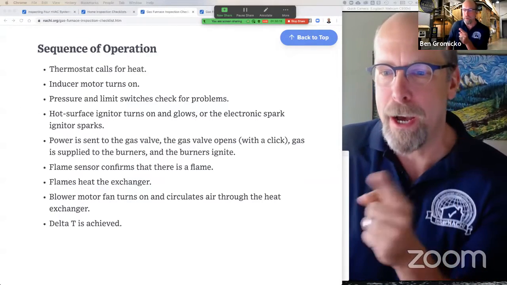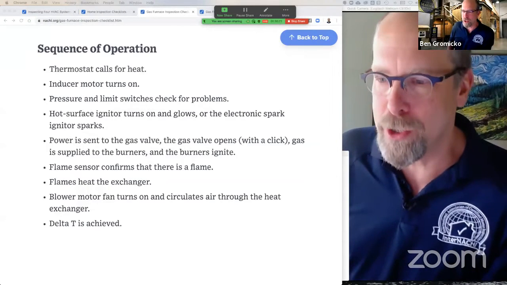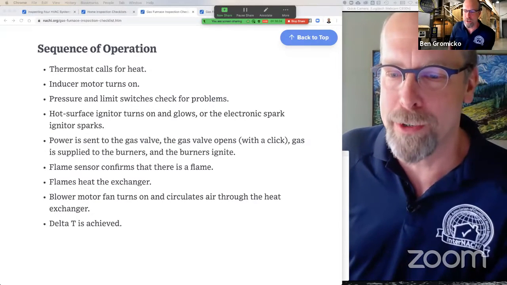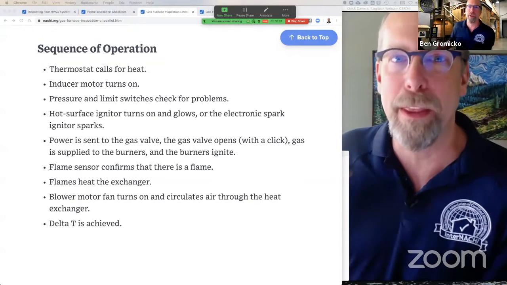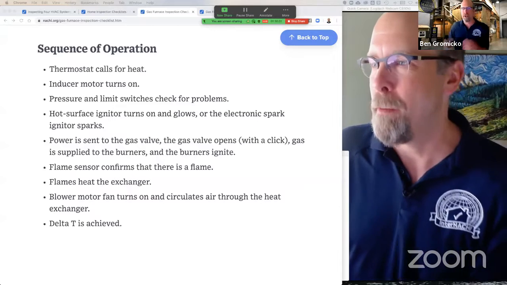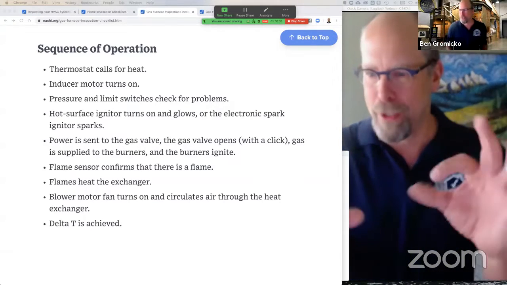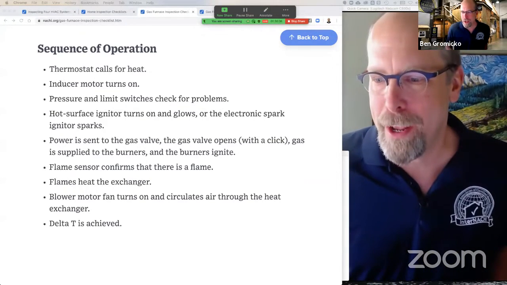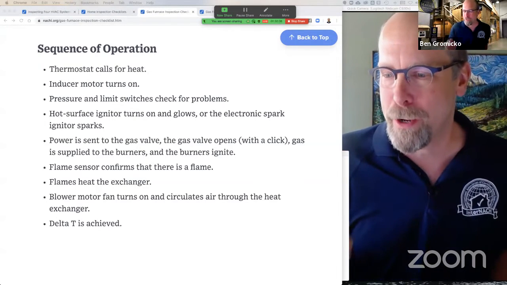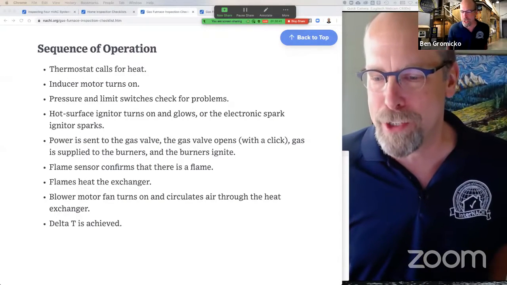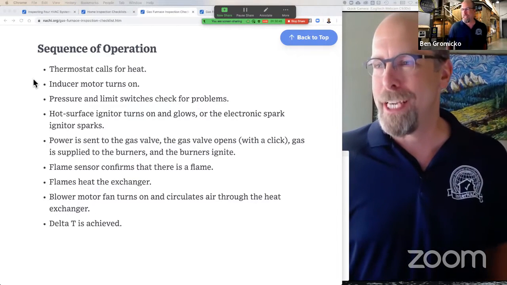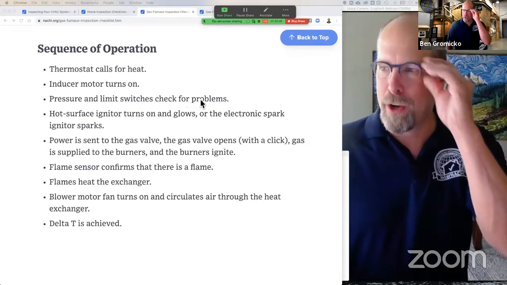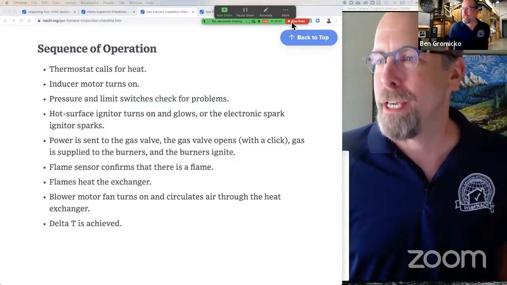Then the hot surface igniter turns on and glows, or the electric spark igniter sparks. Then power is sent to the gas valve, which opens up and it usually clicks. And then the burners ignite. And you just saw Mark's shot of the burners. Then the flame sensor confirms that there is a flame, and the flames heat the heat exchanger, and then the blower fan turns on and circulates the warm air throughout the house, and a delta T is achieved. And Charles talked about measuring a delta T. So let's see, Daniel's up next.